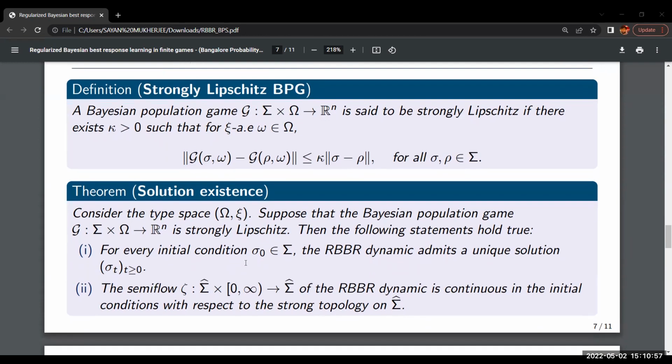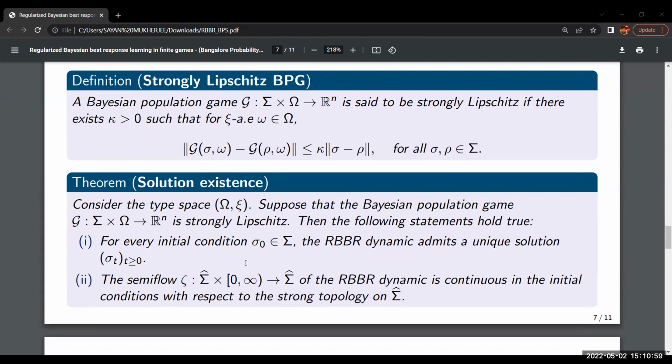And the solution existence theorem states that if the Bayesian population game is strongly Lipschitz, then for every initial condition you are going to have a unique continuous solution sigma of t, and also the semi-flow is continuous in the initial conditions, which means that if the initial conditions are close enough, then the solutions will also remain close.